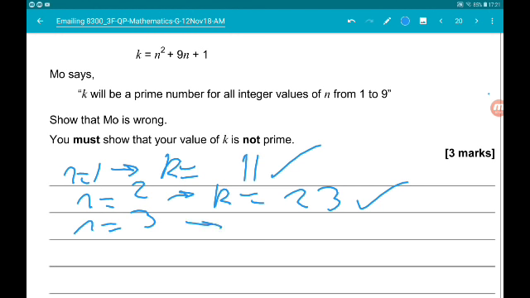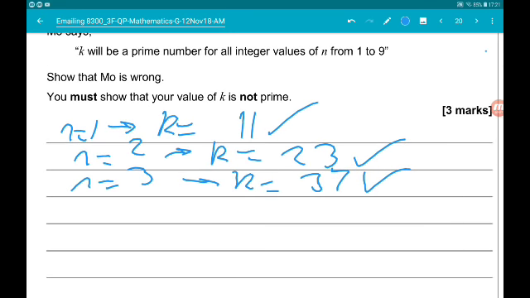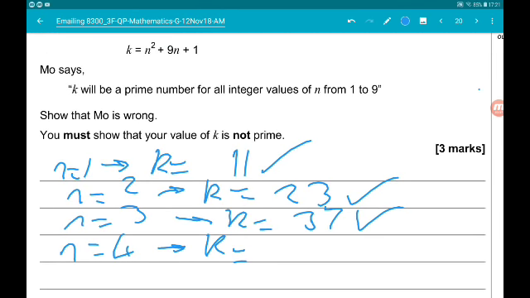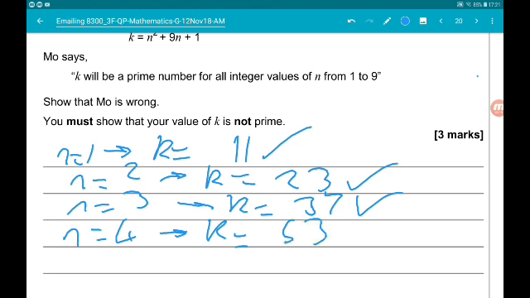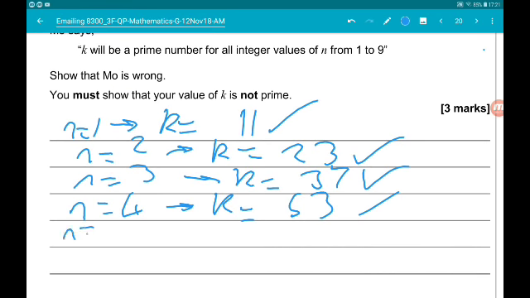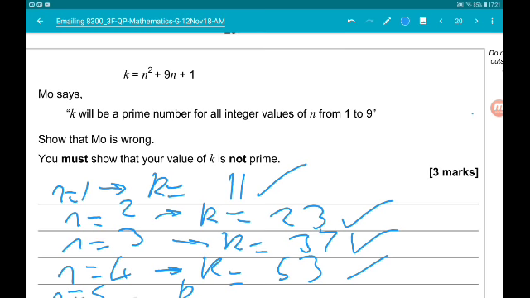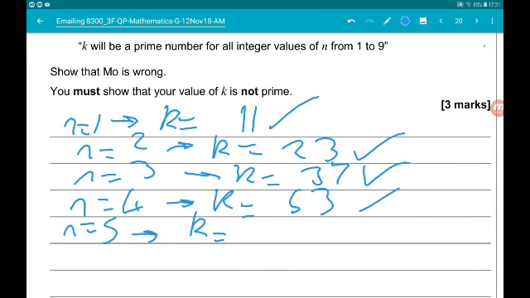N equals 3 gives us k is 9 add 27 add 1, which is 37, which is prime. And n is 4 gives us k is 16 add 36 add 1, which is 53. Which is prime. And n is 5 gives us k is 25 add 45 and 1, which is 71, which is prime.